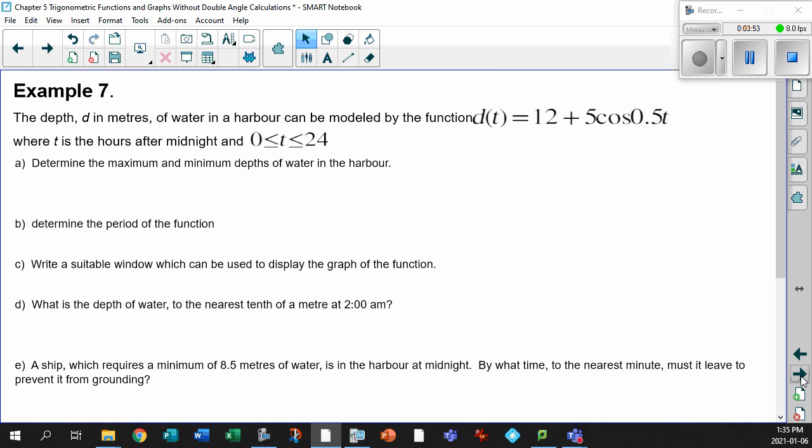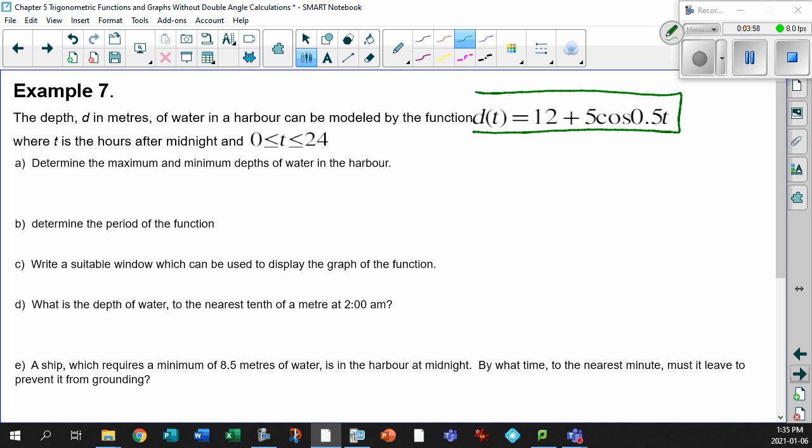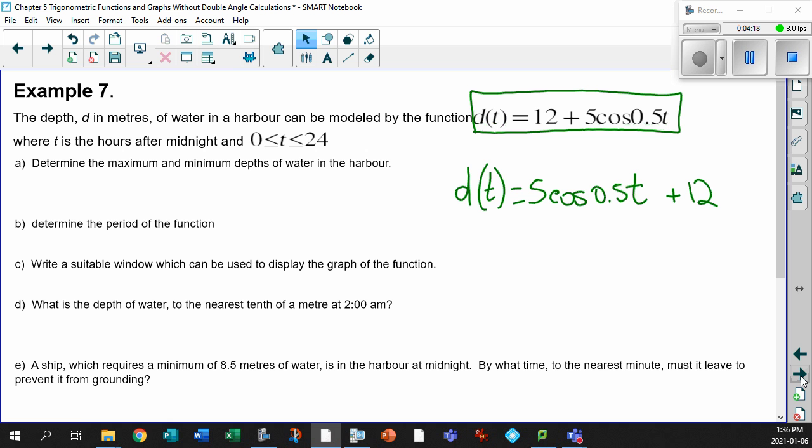Let's go. If you look at this particular question, I've given you the actual function. I don't like the way this is written right off the bat, so I'm going to write this as d as a function of t. Notice I haven't even read the question yet. d(t) = 5 cos 0.5t + 12. Now that looks like something I'm familiar with. Now let's read the question.